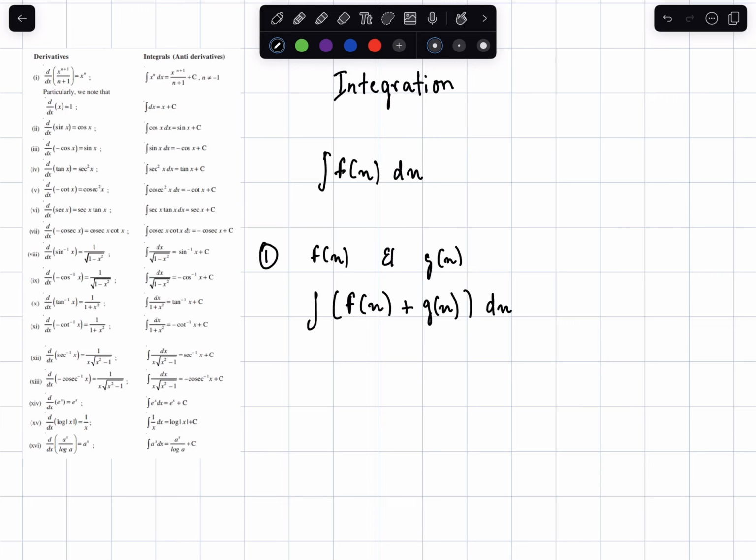all you have to do is multiply the terms with d of x and find the integrals individually and add them up. So what does that mean? All I have to do is take the integral of f of x. Remember, don't forget your dx. Your dx must always come in each one of these. Plus the integral of g of x dx.